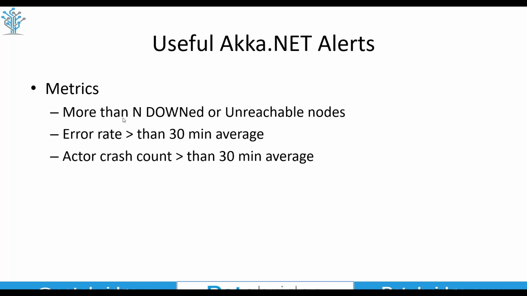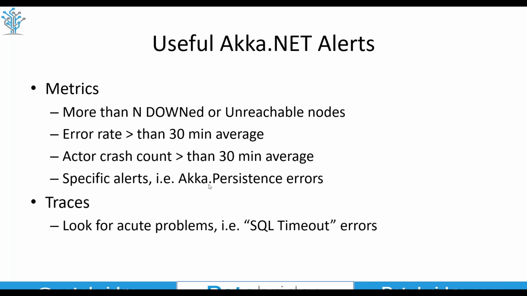Or you can see if your error rate is greater than whatever your 30-minute average is, or maybe even better, higher than a hard value. So in our case, if we get more than, let's say, one snapshot load failure or something like that, we trigger that Grafana alert that you saw in my Slack channel. That is exactly what those metrics are designed to help us do, help us identify a macro problem. For traces, we're looking for acute problems like the number of SQL timeout errors that occurred.